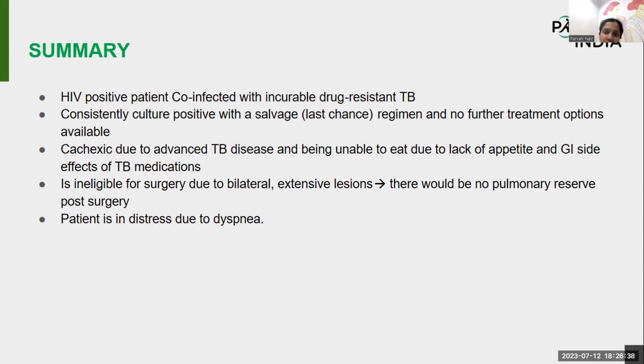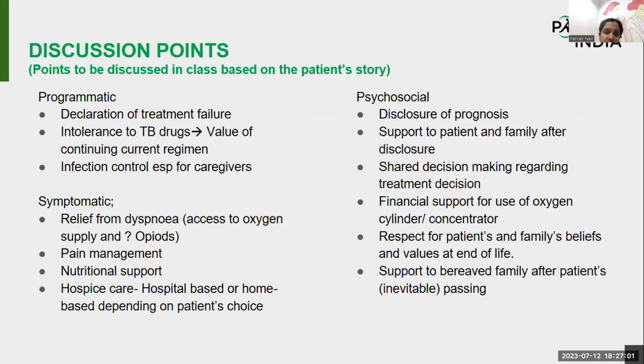So the summary: he's an HIV positive patient co-infected with incurable drug-resistant tuberculosis, consistently culture positive with a salvage last chance regimen and no further treatment options available, cachexic due to advanced TB disease and unable to eat due to lack of appetite and GI side effects, ineligible for surgery due to bilateral extensive lesions. There would have been no pulmonary reserve for surgery, and the patient is in distress due to dyspnea. Next slide, please.